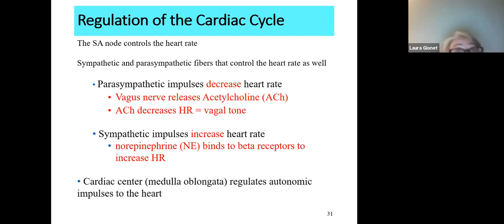Remember, parasympathetic slows it down. That's the vagus nerve. We speed it up with the sympathetic division. It's called the cardiac accelerating nerve. Acetylcholine versus norepinephrine.